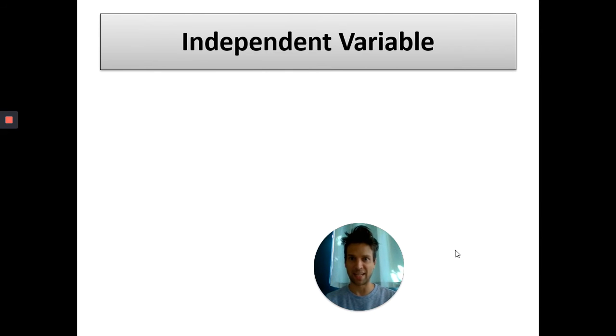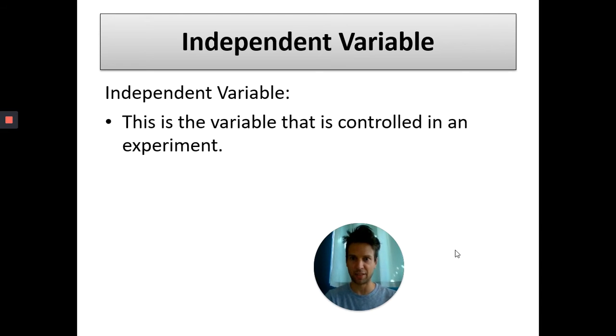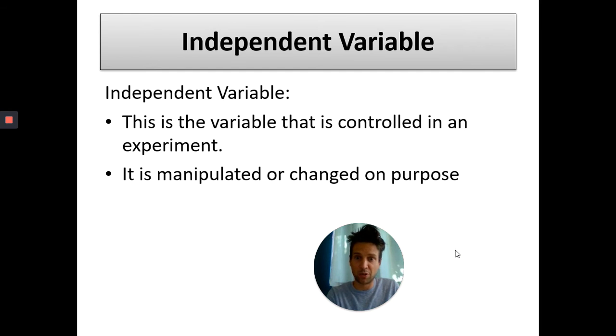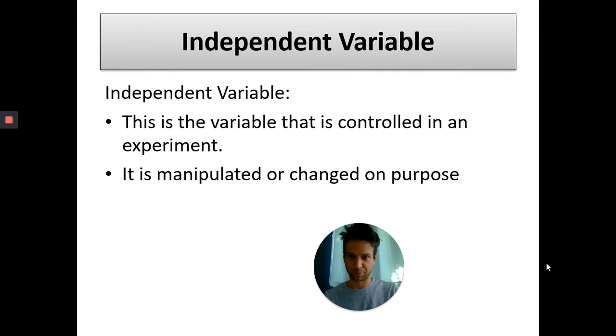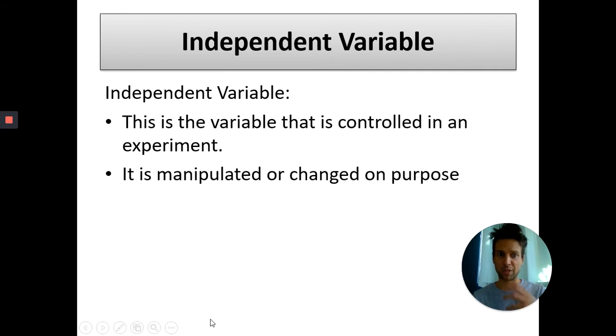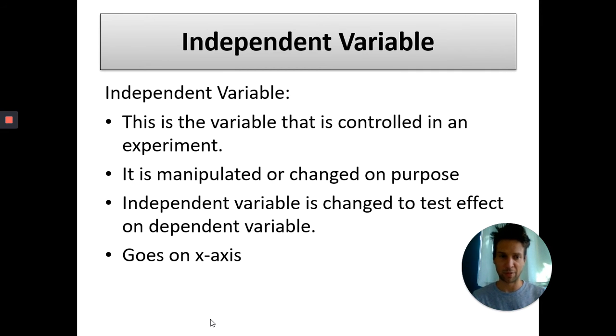So let's first talk about what an independent variable is, okay? Independent variable, write this down in your notes. This is the variable that is controlled in an experiment, the one that you control and manipulate, or the one that you change on purpose, okay? So the independent variable is changed to test the effect on the dependent variable, okay? So what variable are you changing on purpose? Which one are you in control of? That is your independent variable, okay? And this one always goes on the x-axis, okay?